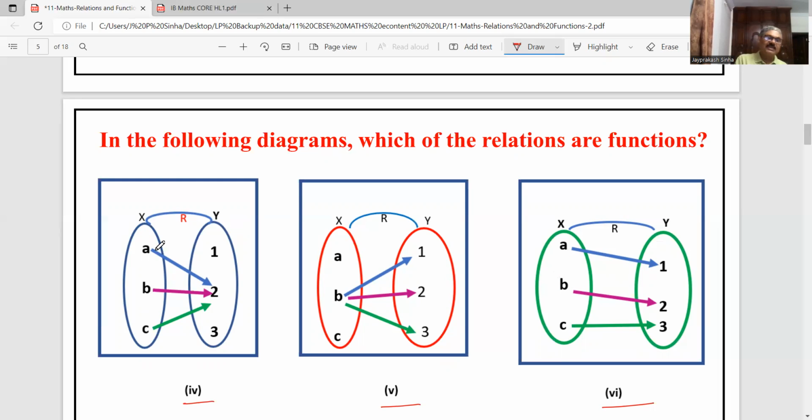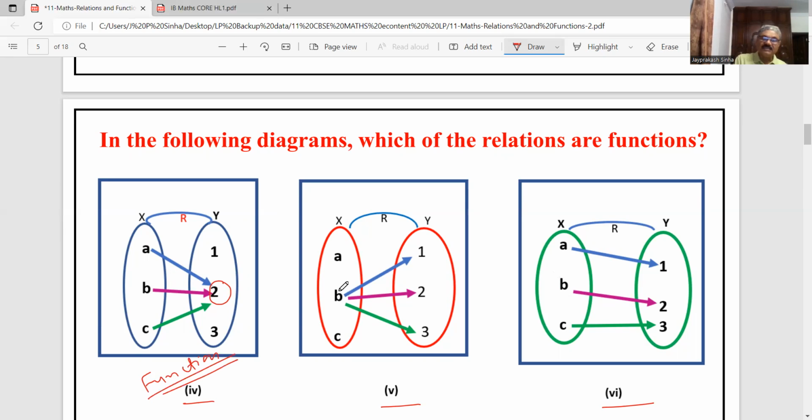Okay. Now see here, the element A is having a unique image in Y, that is 2. B is also having a unique image in Y, that is 2. And C is also having a unique image in set Y, that is 2. And all the elements of set X have been utilized here. All the elements of set X, meaning A, B, and C, are having unique images. So this is okay. Yes, this is satisfying as a function. So this is a function.